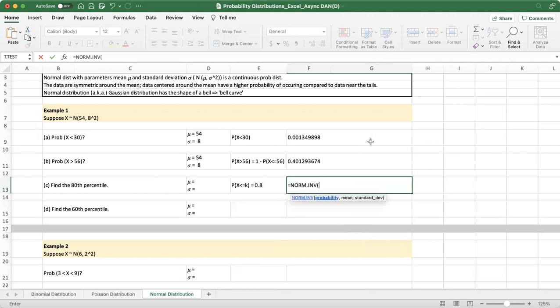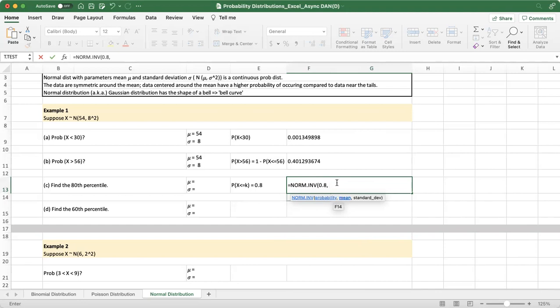norm.inv, norm inverse of the normal distribution. And this has 3 arguments. The first argument is called probability, and the probability is actually the probability of the distribution up to that point. In this particular case, when you're looking at the percentile, this probability value will be 0.8, which means that 80% of the distribution falls below this particular point. 80% of the distribution is to the left of this point. So that's the meaning of the first argument.